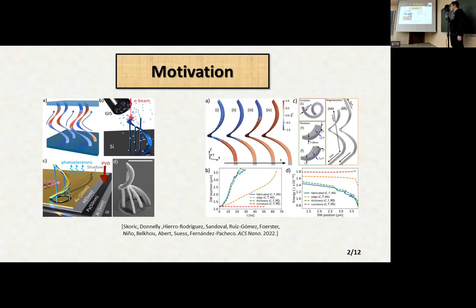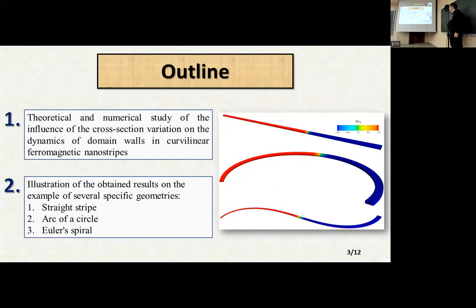Hence, there is a need to analyze how the dynamics of the domain wall is influenced by the changes in the wire cross-sectional area. In this work, we aim to theoretically and numerically study how the dynamics of the domain wall in curvilinear ferromagnetic nanostripes is influenced by the cross-section variations. Our obtained results we illustrate on several specific examples, namely on the straight stripe, on an arc of a circle, and on an Euler spiral.